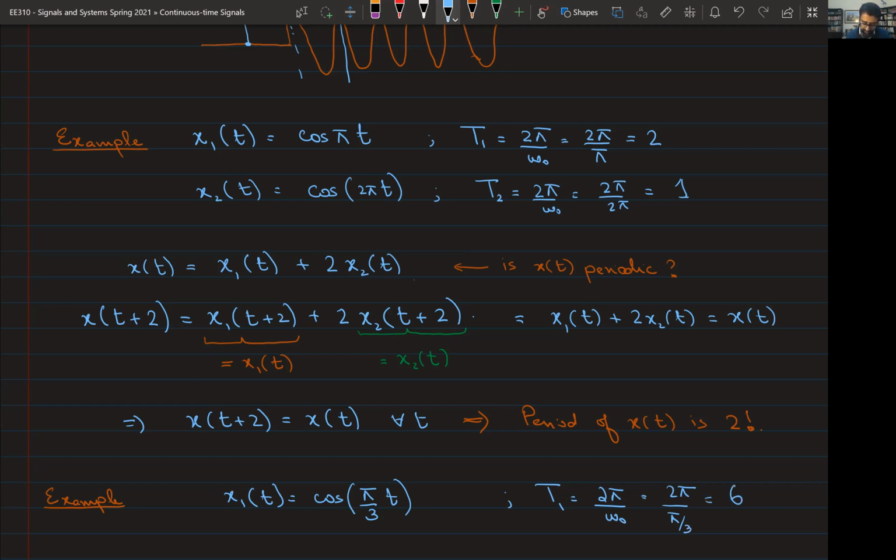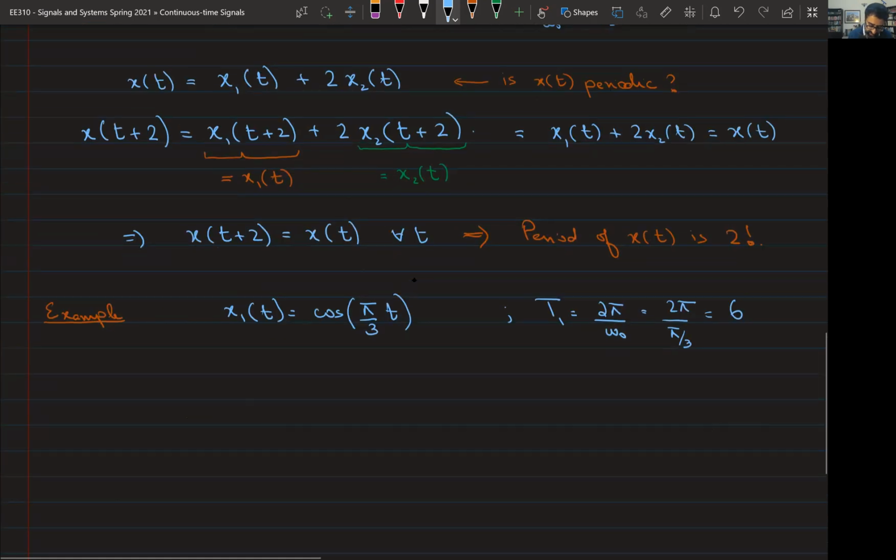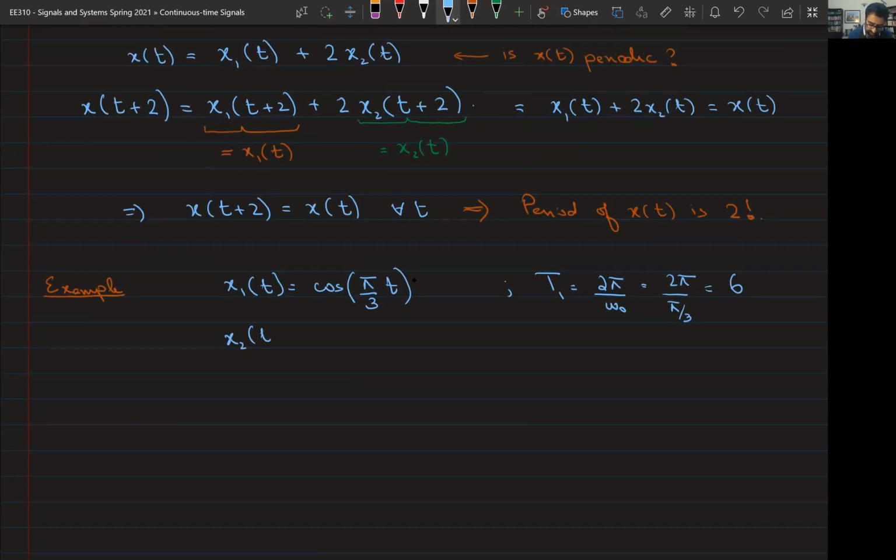And then let's consider another signal, x2 of t, which is sine of pi by 2 t, right? And the period for this is what? 2 pi by omega naught. And this is 2 pi divided by pi by 2. And this is 4 seconds. Okay. So one of them has a period of 6 seconds. The other one has a period of 4 seconds.